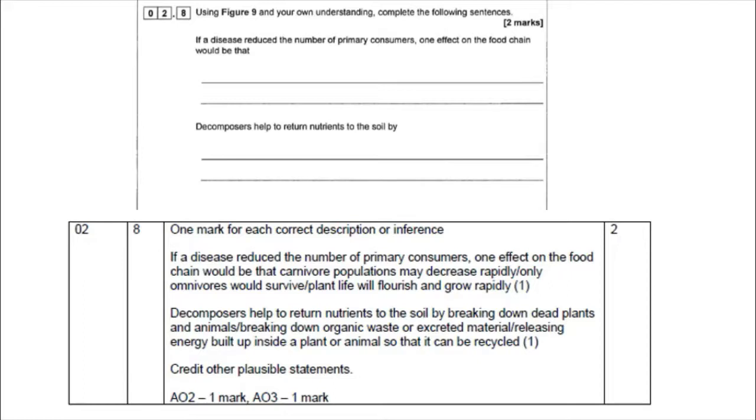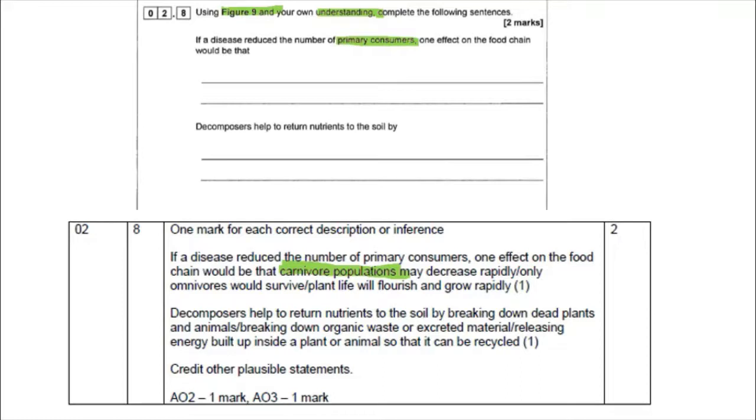Now again, okay, it's asking you to use figure 9, so you'd be stupid not going back there, and your own understanding. So two classic, or actually the first one's classic, the second one's a little bit unusual, a bit harder. If a disease reduced a number of primary consumers. Now, primary consumer, remember, is something that eats plants. What would one effect on the food chain be? Well, basically, there's 2 obvious ones. Okay. The animals that eat them, so for example, if the number of rabbits died, then foxes, they're going to stop having food, so they're going to go down.